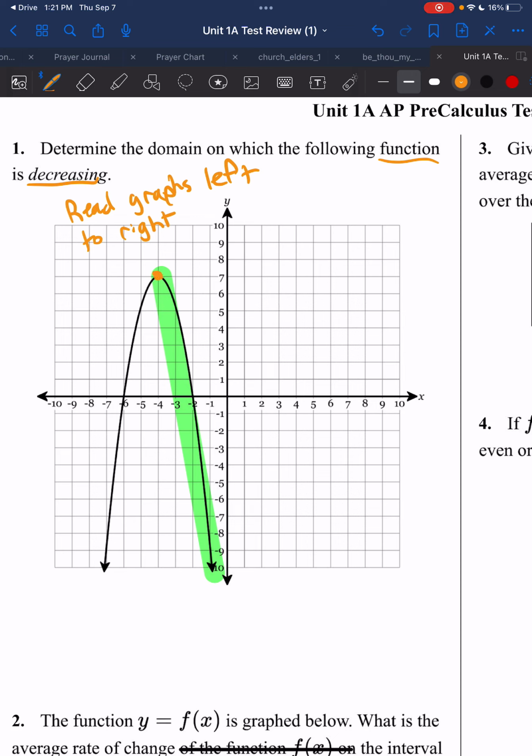Okay, and on this, I'm looking at that point right here. So it is decreasing from -4 to infinity. And here I switch at -4, and that's why I use a parenthesis. So the function is decreasing, going down from -4 to infinity.